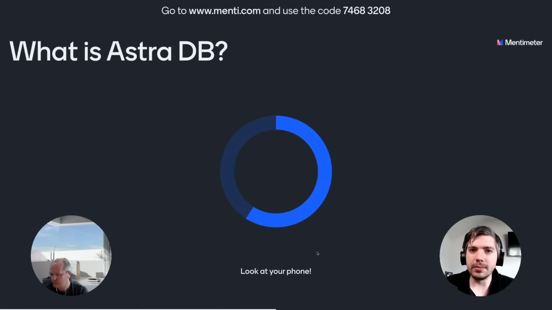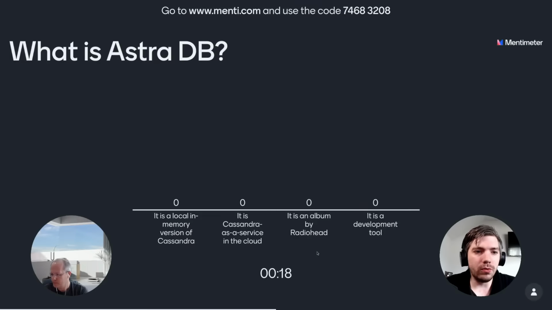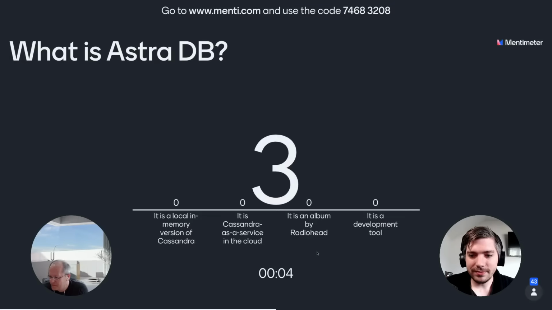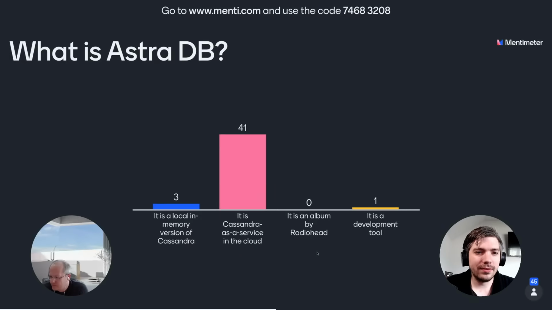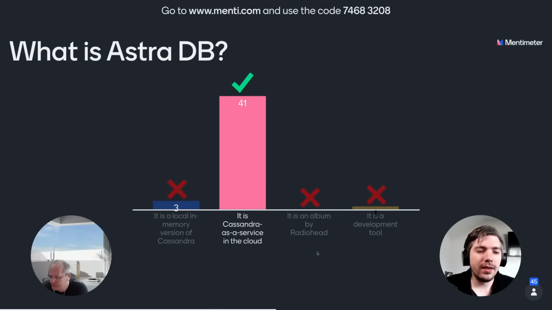That's question 3. What is AstraDB? It is a local in-memory version of Cassandra. It is a Cassandra as a service in the cloud. It's an album by Radiohead. It is a development tool. All right. Yes, it is a database as a service based on Cassandra in the cloud.